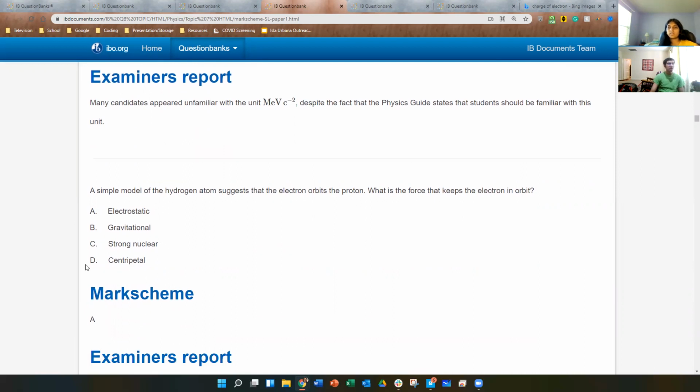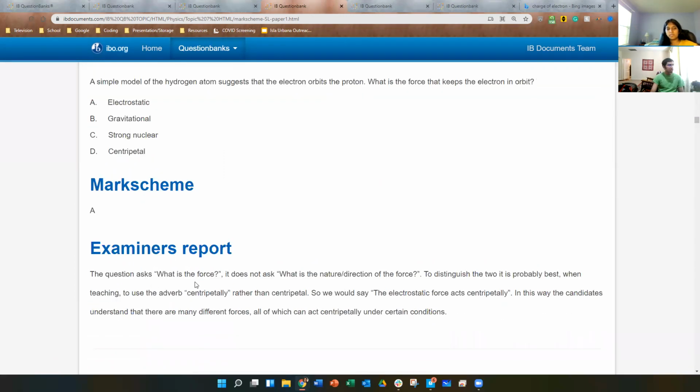I don't think centripetal is ever the answer if it asks what type of force it is. It can only be electrostatic, gravitational, strong, or weak. Centripetal is just the consequence of whatever force is acting. It tells you the direction. To distinguish, it's best to use the word centripetally as an adverb. There are many different forces, all of which can act centripetally.